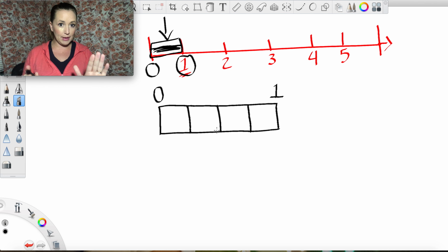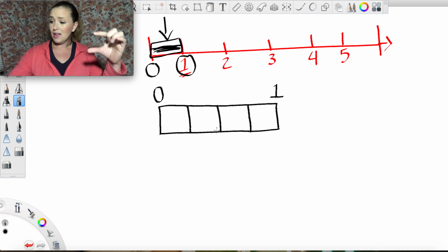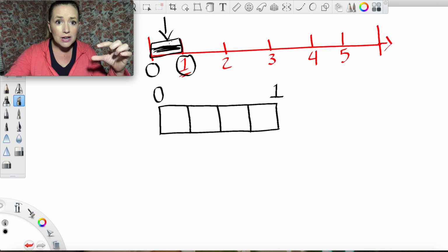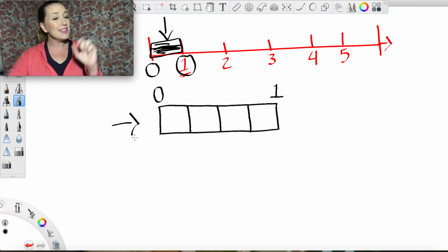So on your paper, draw this little bit of your number line right here. So draw it. And then I want you to label, what is each of these pieces called? What is this piece called? This piece, and so on.